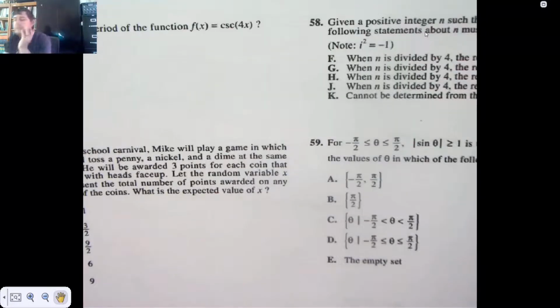All right, what is the period of the function f of x equals the cosecant of 4x? This is actually beyond Algebra 2.